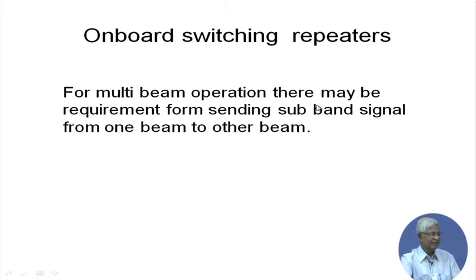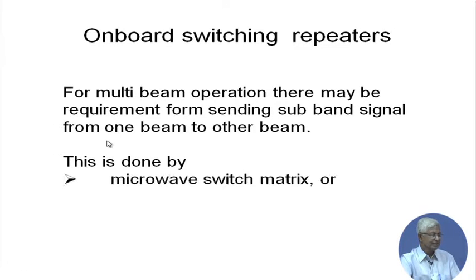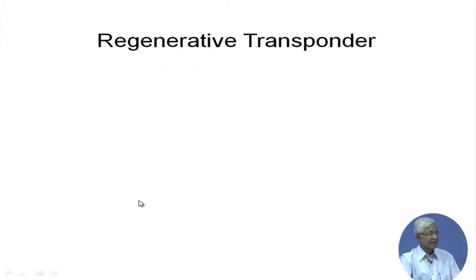We will discuss that later. There may be a requirement for sending the subband signal from one beam to another beam. This is done by the microwave switching matrix on board, or an IF switching matrix, converting into intermediate frequency and then the matrix. It can be regenerative also. The signal can be demodulated and regenerated. So, it is called a regenerative transponder.